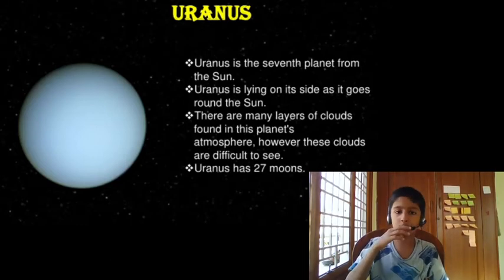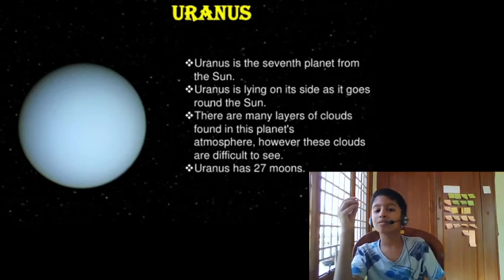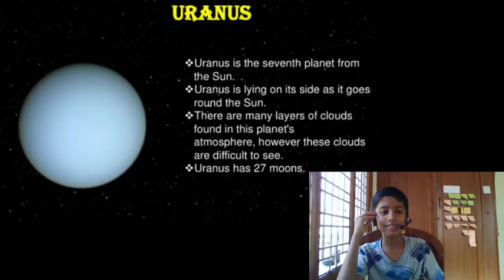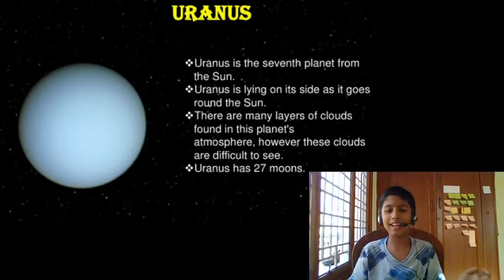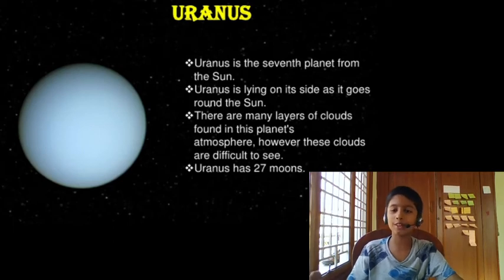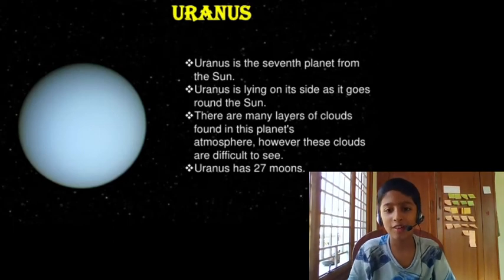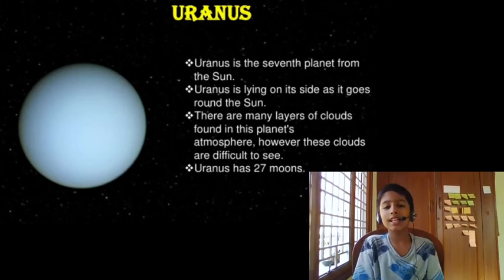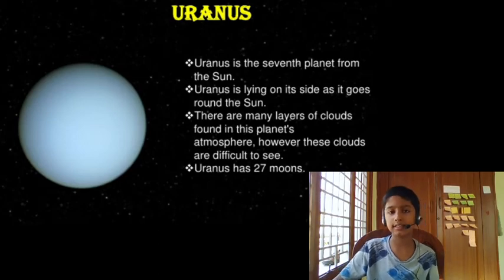Uranus has 27 moons. Quite interesting. Why do these planets have this many moons? I want to know. I don't know why these planets have so many moons when our Earth has only one moon.